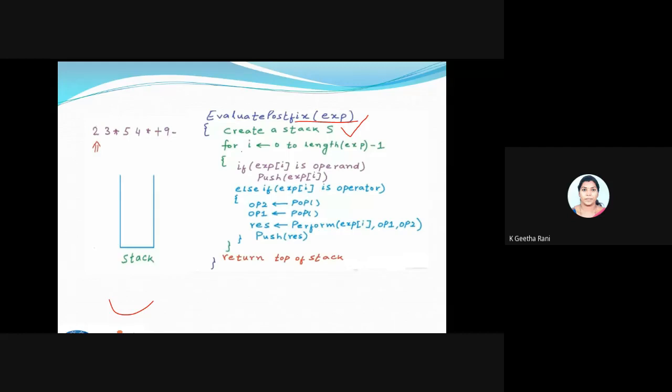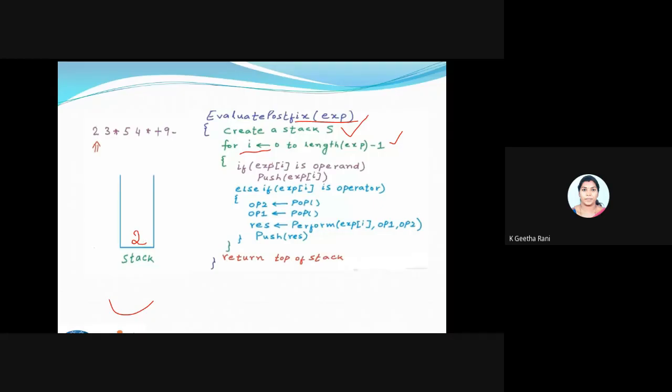Now I'm trying to traverse from the first element of the expression till the end. For this I'm using this for loop: for i equal to 0 to length of my expression minus 1. You know what's the use of this for loop. Then I have an if condition here. If my expression of i is an operand, make a push. If I get an operand, give a push. So if my first one is an operand, then I will push it inside my stack.